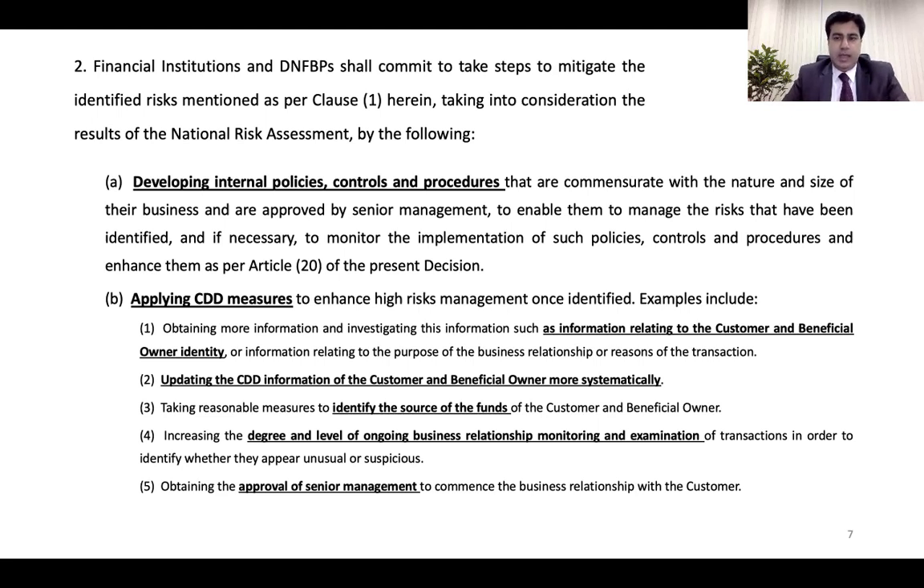Now, the second point, coming back to the previous sections which we talked about: do we have to keep the transactions of more than 55,000 or not? The law or the article itself says that. Now, updating CDD information of customer and beneficial owner more systematically. That means you have to keep their records.